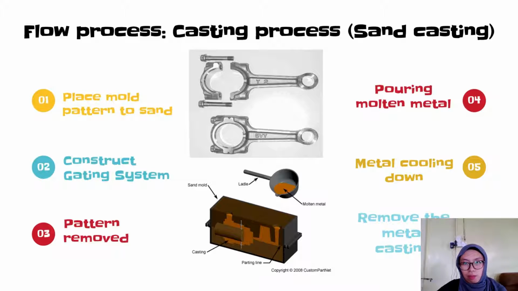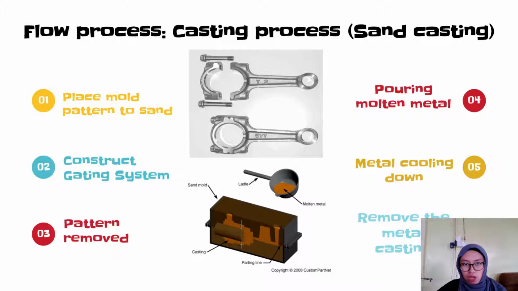The first step of sand casting is to place the mold pattern into the mold that has been filled with sand. Then we use a rammer to remove the excess sand from the sandbox. Step 2 is to construct the gating system of the sand casting. This purpose is to guide the molten metal from the ladle to the casting cavity and fill the mold of the connecting rod. The third step is that the pattern of the connecting rod is removed from the sandbox.